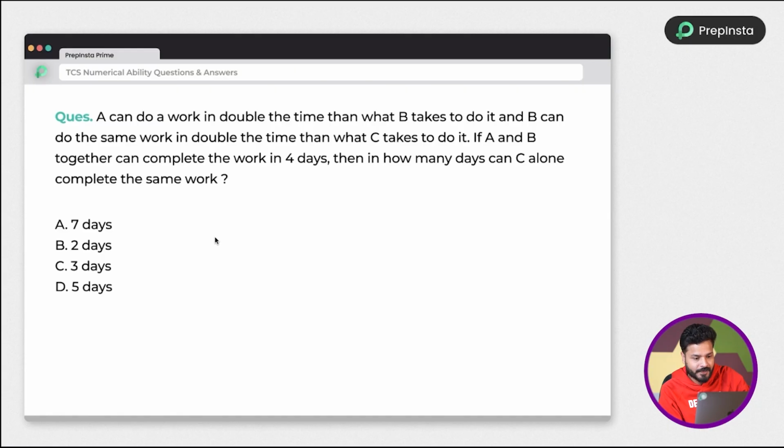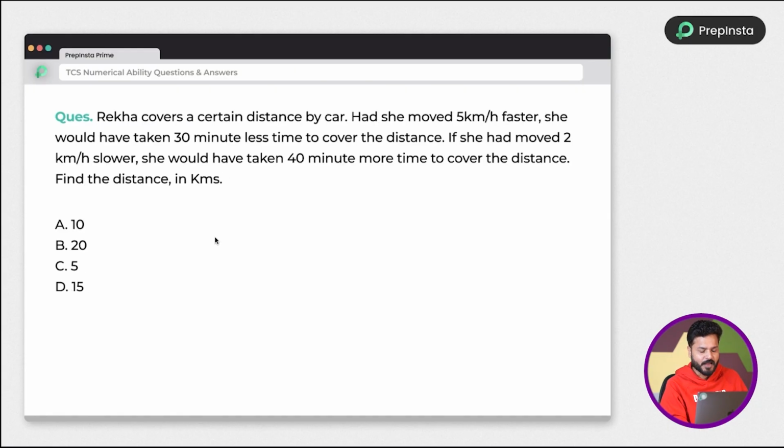Okay, so now guys, moving on to the next one. Here's a question from speed, time and distance, and this is one of the most favorite topics for TCS. So I think it's time for you to take a pause and solve it on the pen and paper that you have, and then play the video once you are done.